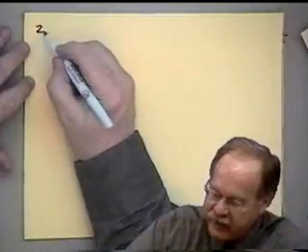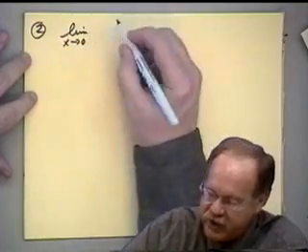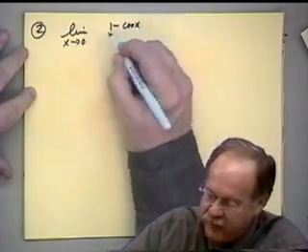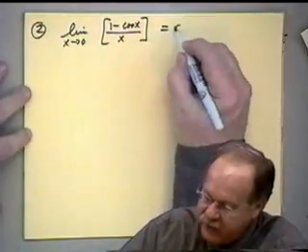Now, as a second example here, let us do another well-known limit, and this one will be much easier because of all the work we just did. The limit of 1 minus cosine x over x is in fact equal to 0.